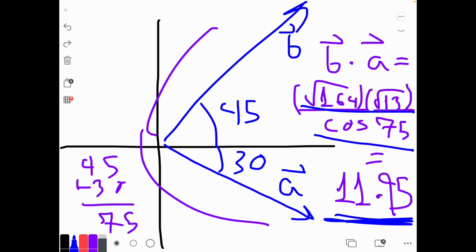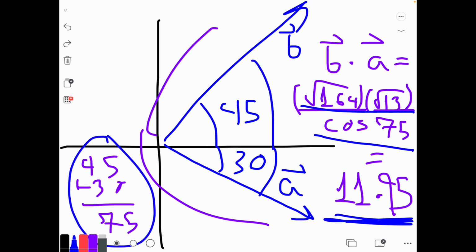And then we get 11.95. To get 75, I just add the two angles: we have 45 and 30, so we get 75 by adding them. This should be positive because the angle is acute, so we get a positive 11.95, and that's how we get the dot product. Hopefully you guys learned something new, and if you have any questions, let me know in the comments.